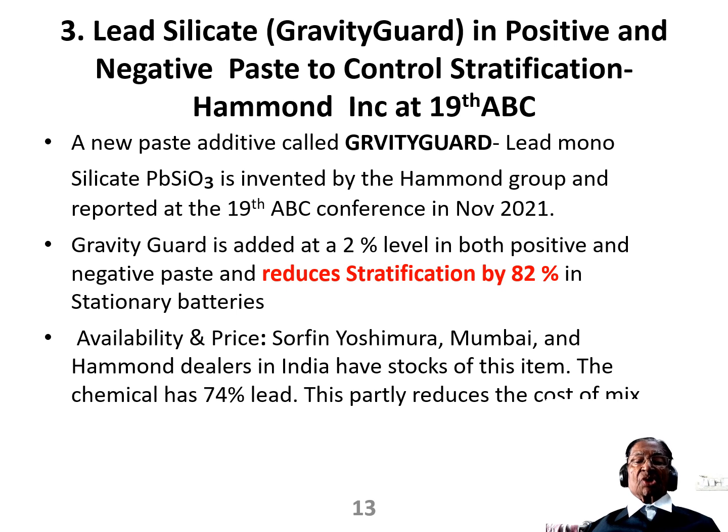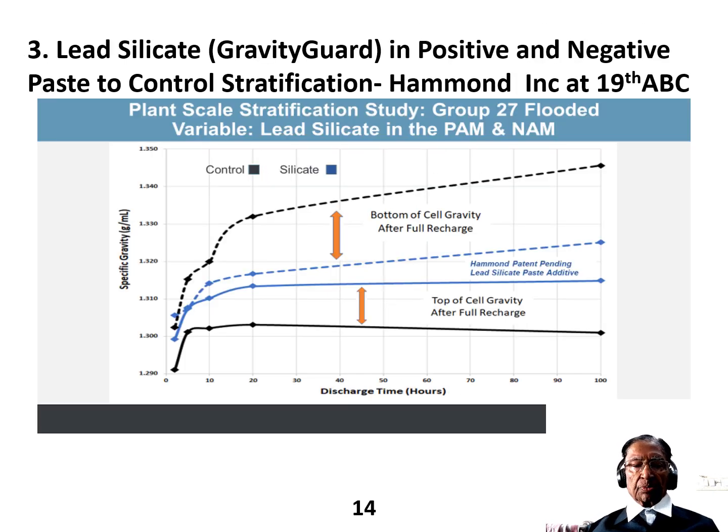Availability and price: Sarsen Yoshimura, Mumbai, and Hammond dealers in India have stocks of this item. The chemical has 75% lead. Please remember that, because this is not an additive which is only cost; it also introduces some lead. About 74% of that material is actually lead, which goes as PbO2 or Pb. So the loss is limited. The cost is covered by the generation of PbO2.